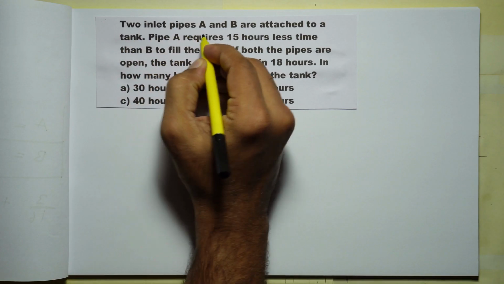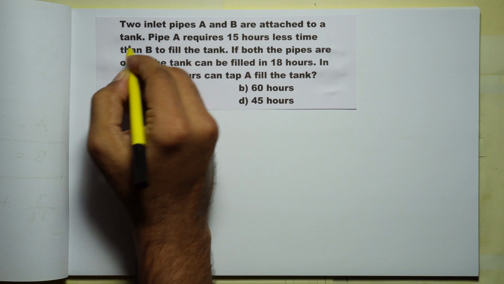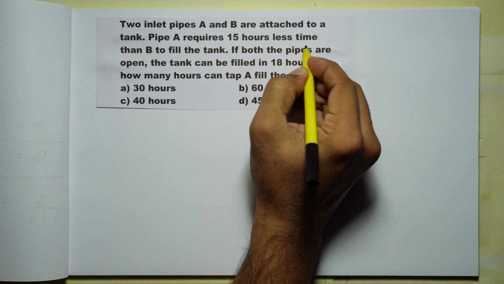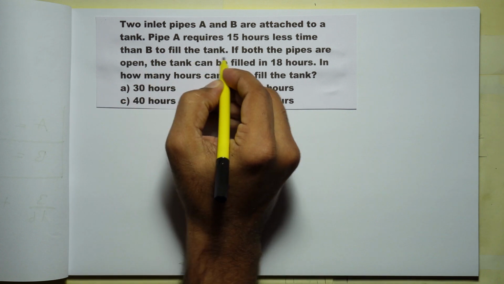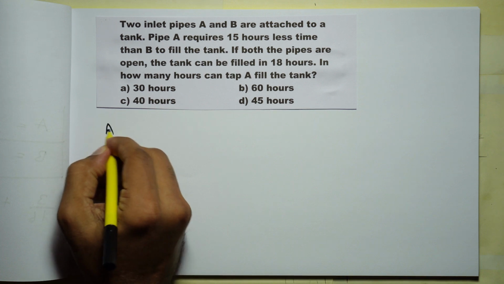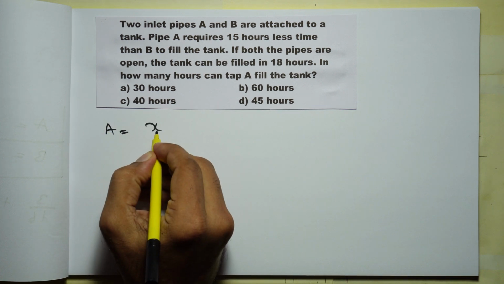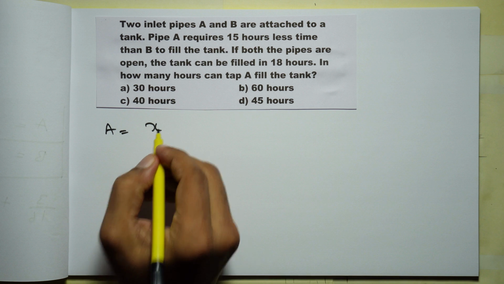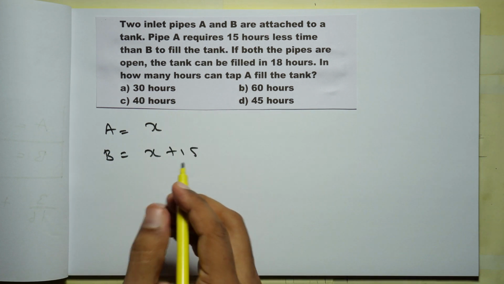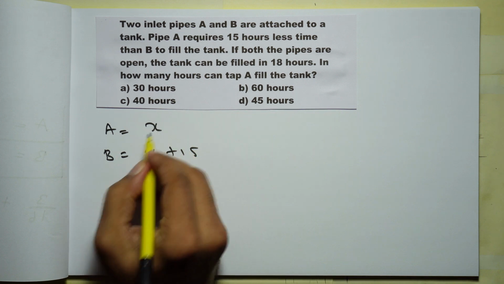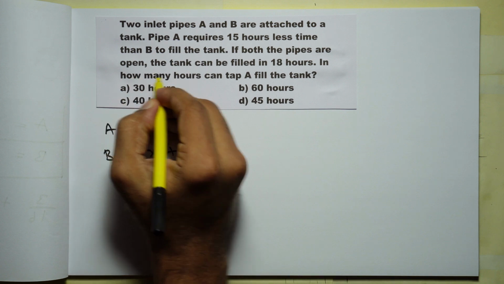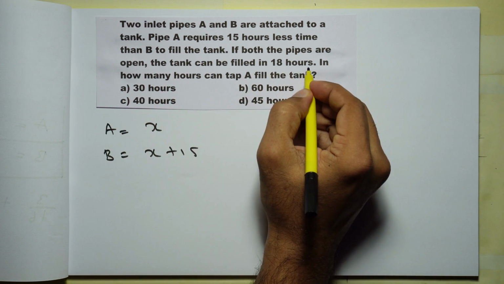Two inlet pipes A and B are attached to a tank. Pipe A requires 15 hours less time than B to fill the tank. So A requires 15 hours less. So we will assume that A requires X hours to completely fill the tank, and then B will require X plus 15 hours. So you can see A requires 15 hours less time than B. If both the pipes are open, the tank can be filled in 18 hours.